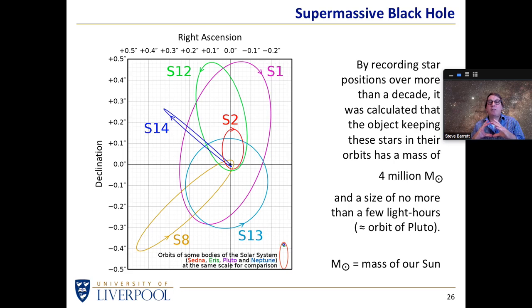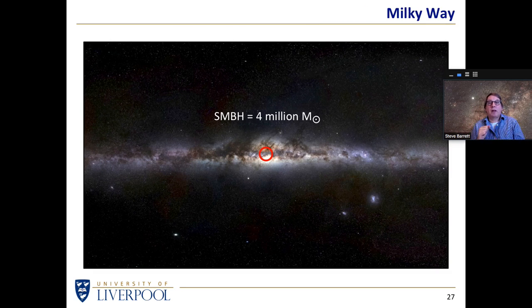So a size of no more than a few light hours or so, the size of the solar system, but it has a mass of some 4 million solar masses. And so we deduce that that must be a supermassive black hole. So that's just a way of saying that. There's our Milky Way. This is of course seen from the inside rather than seen from the outside, but our Milky Way galaxy has got a supermassive black hole as determined by the orbits of the stars, of a mass of 4 million solar masses.